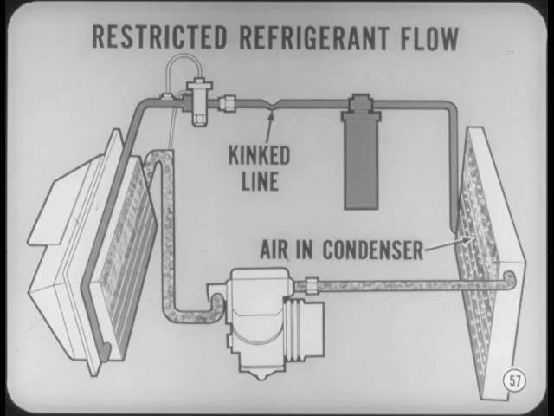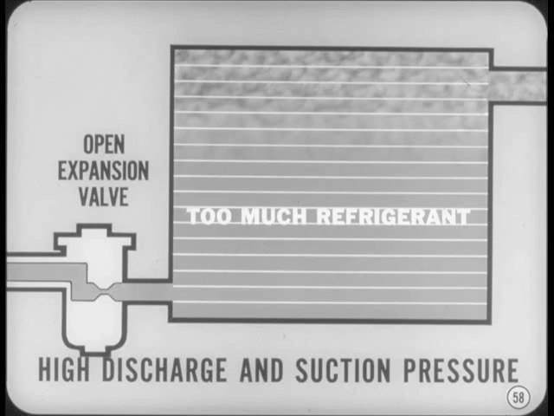Restricted refrigerant flow can be caused by a kinked line or by air collected in the condenser. Either condition will build up back pressure at the discharge gauge, but air in the system also causes foam in the sight glass on the receiver dryer. Evaporator flooding usually results from an open expansion valve. However, too much refrigerant in the system can flood the evaporator even when the valve is okay. Both conditions cause high discharge pressure accompanied by high suction pressure.